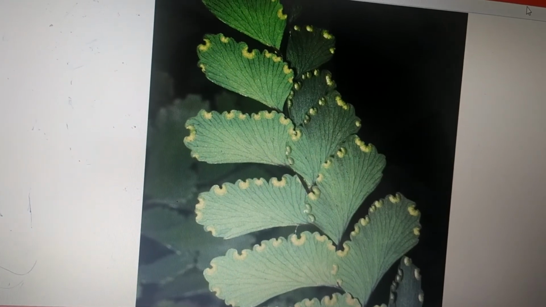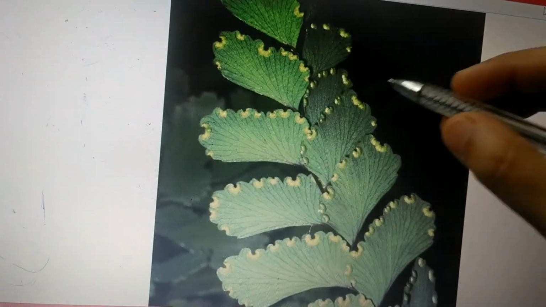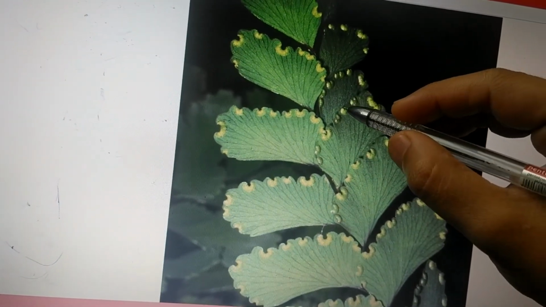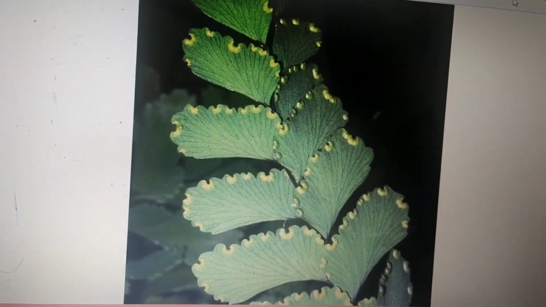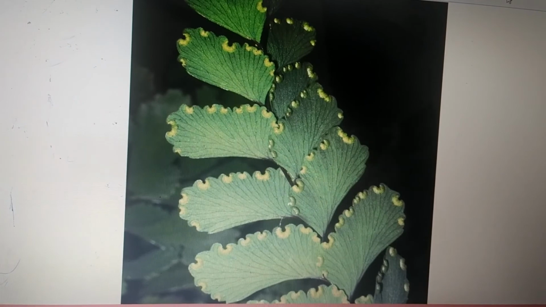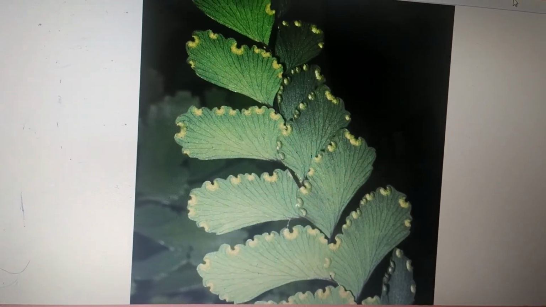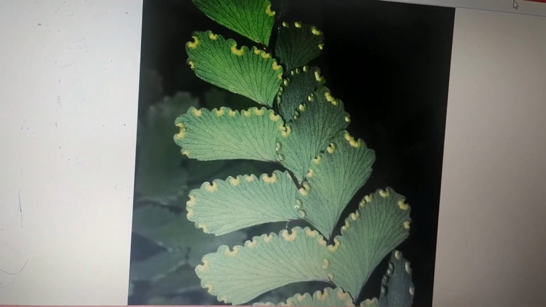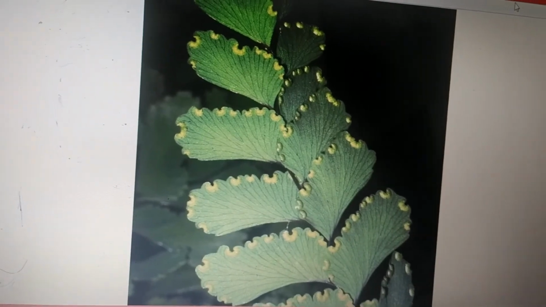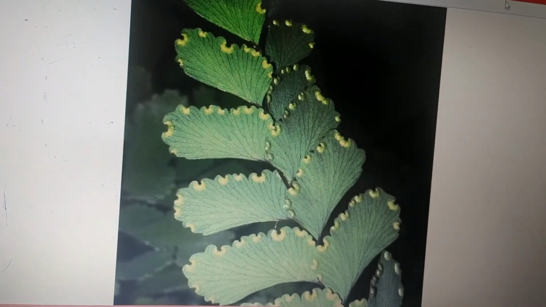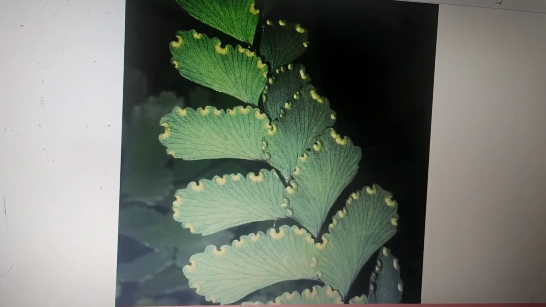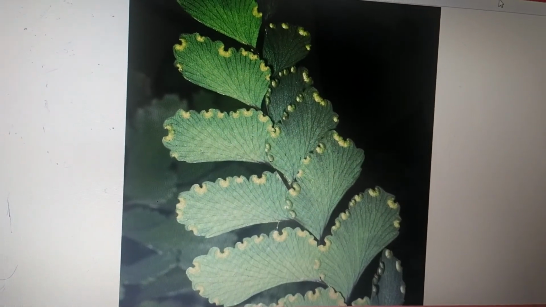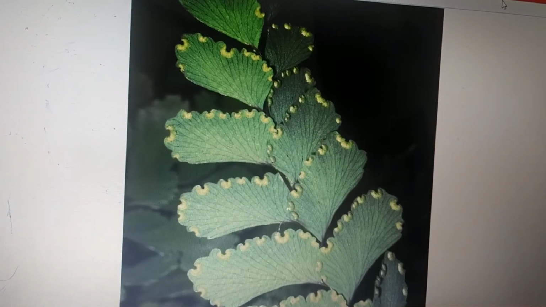Now what does a sorus contain? Each spot is a sorus. A sorus contains a group of sporangia, not one sporangium, but a cluster or group of sporangia. So a sorus is nothing but a group of sporangia. What does a sporangium contain? Each sporangium contains spore mother cells. These spore mother cells are going to undergo meiotic division, leading to formation of haploid spores.